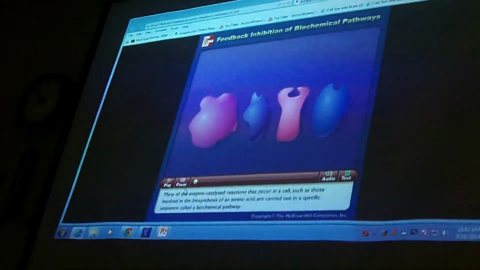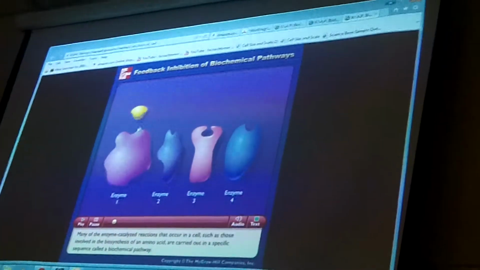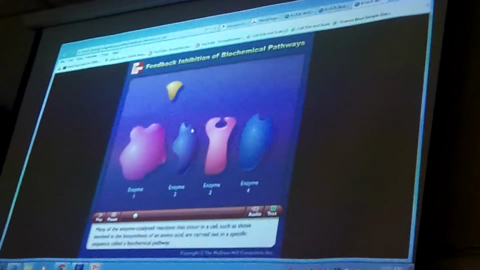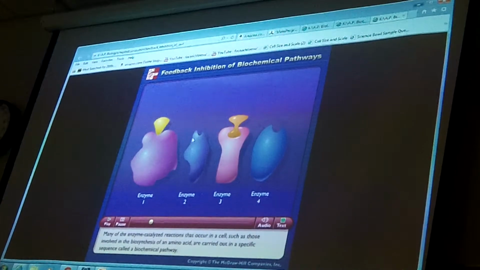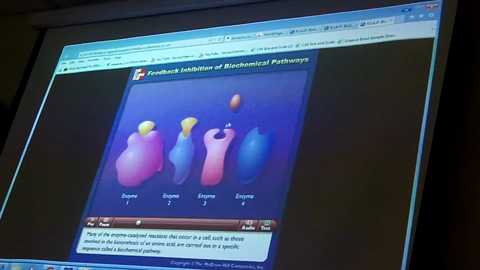Now here we have many of the enzymes. Here we have the substrates coming in, and it's going to form a final product just like before. Isn't this the same video? Here's the final thing, pay attention.